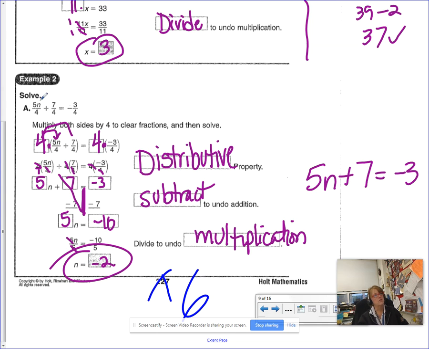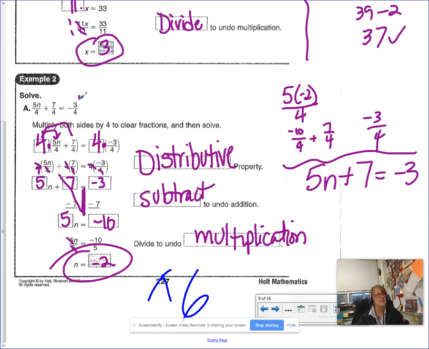There's only one spot to check it up here. 5 times n, 5 times -2, divided by 4. Okay, hold your horses. Let's do that right now. -10 over 4. Okay, now I'm just going to leave it like this because everything has fourths in it. Plus 7/4. -10/4 plus 7/4 would give me -3/4. That's exactly what we got. Yeah, the crowd goes wild.